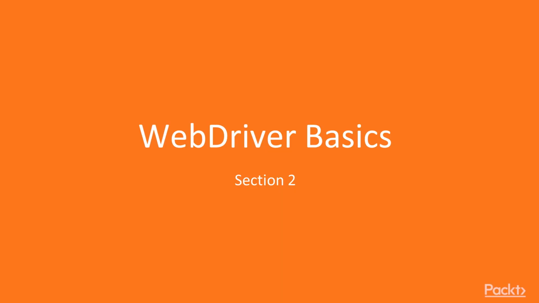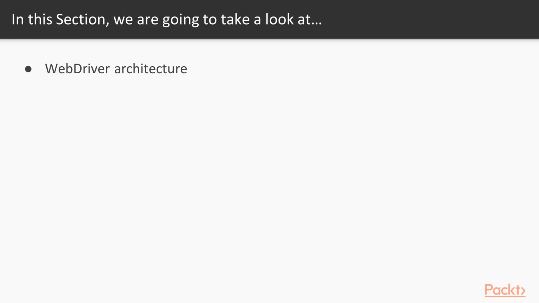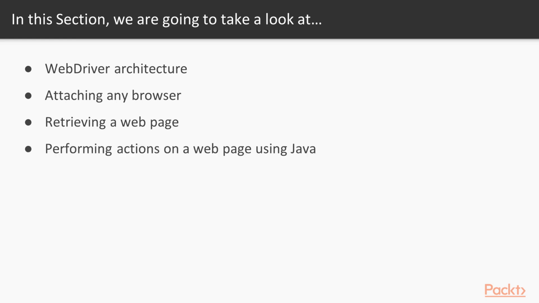Welcome to Section 2, WebDriver Basics. In this section, we're going to take a look at a high-level overview of the WebDriver architecture. We'll talk about how you can attach and automate just about any browser, and we'll discuss one of the building blocks of automating a browser, which is retrieving a web page. And then from there, we'll grow out and show you how you can perform actions on a web page using Java code.